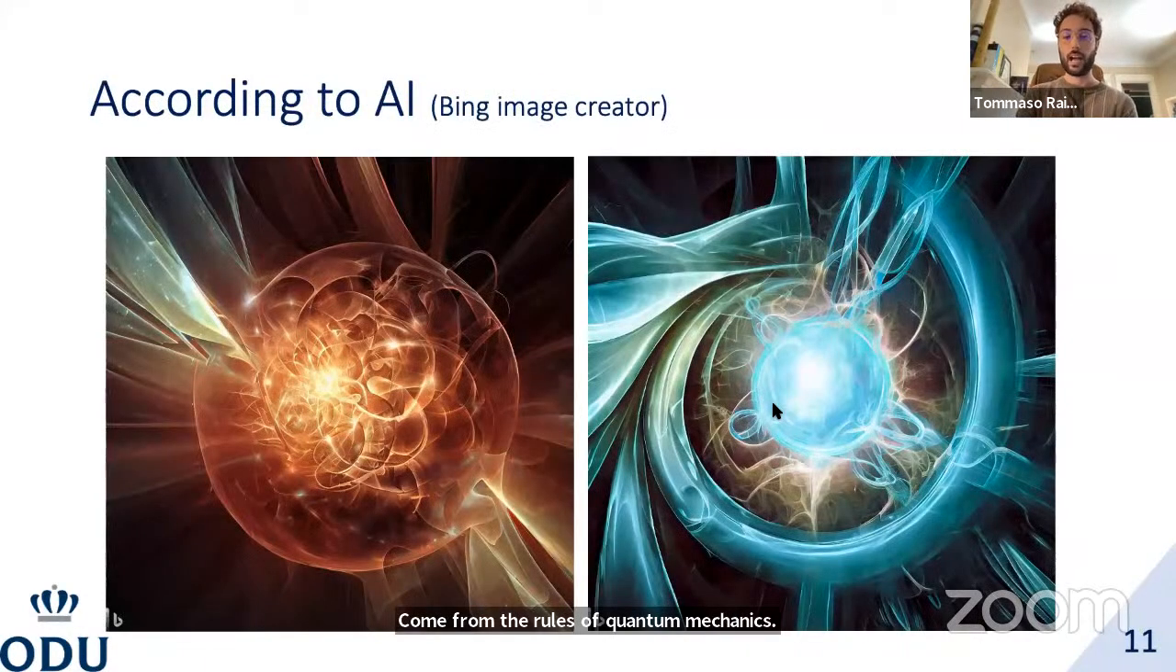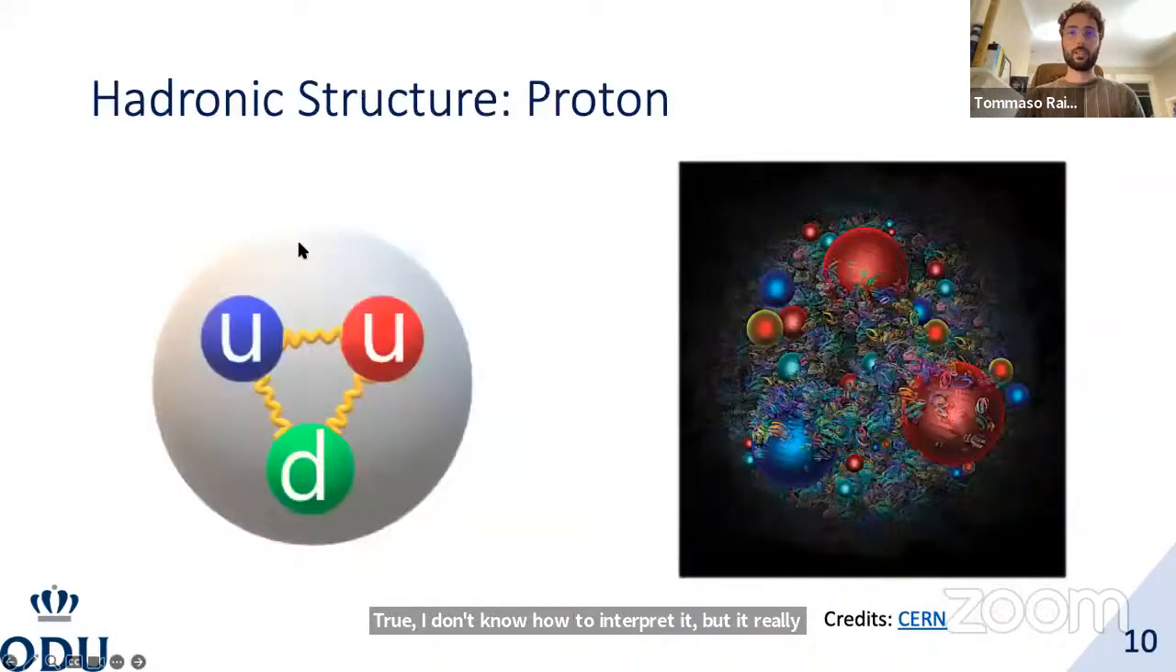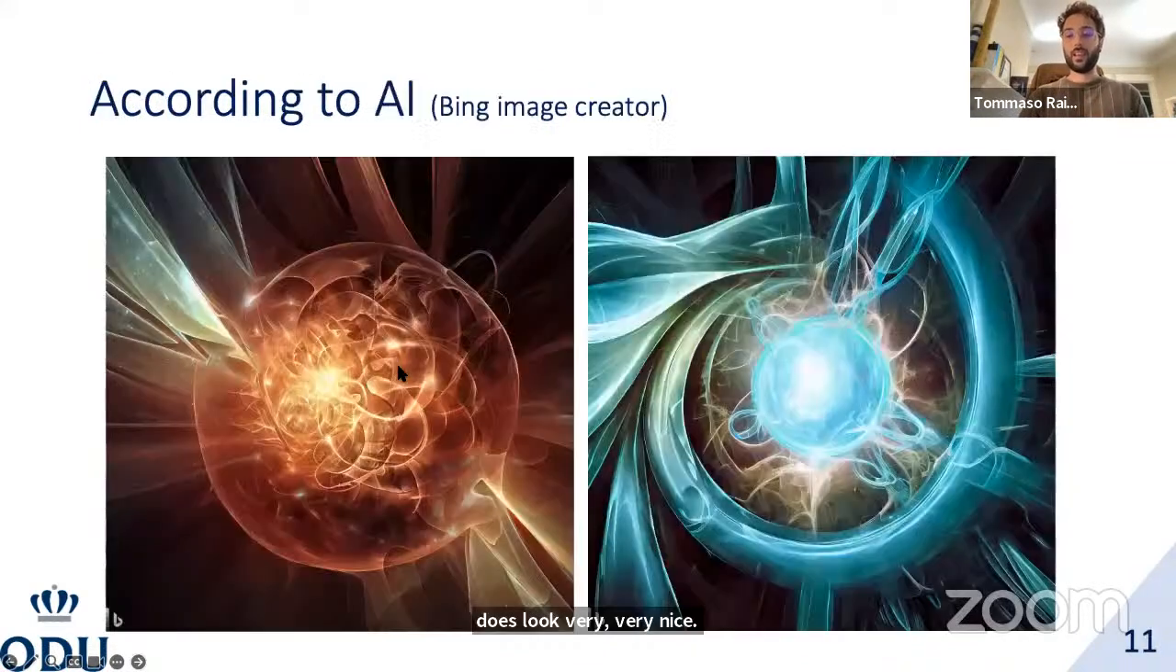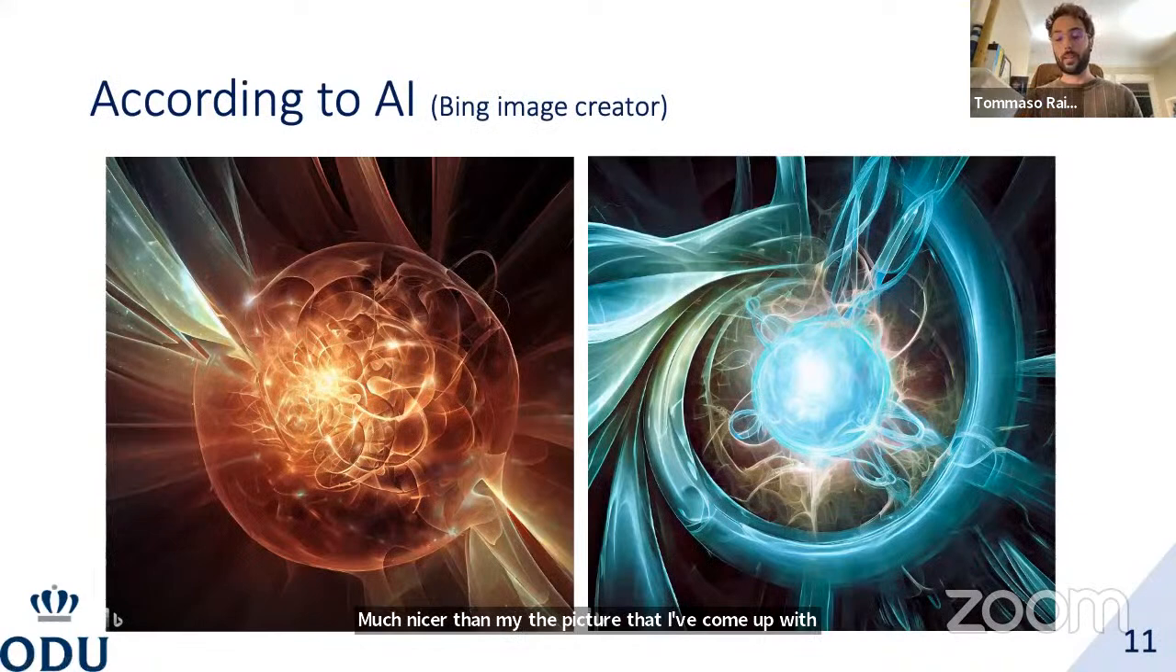Now, for fun, I have also tried asking an AI, since it's very common nowadays to rely on AI, an AI image generator to tell me what the structure of the proton, for example, is. And these are just a couple of results that it gave me. This is from Bing. And it looks, I have to say, pretty nice, but obviously I cannot extract any physics from this because, well, first of all, it's definitely not true. I don't know how to interpret it, but it really does look very, very nice. Much nicer than the picture that I've come up with here. So really, anyway, this was just for fun.